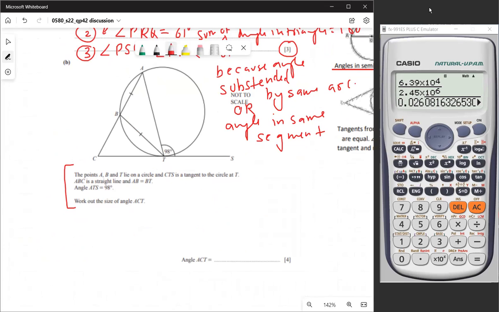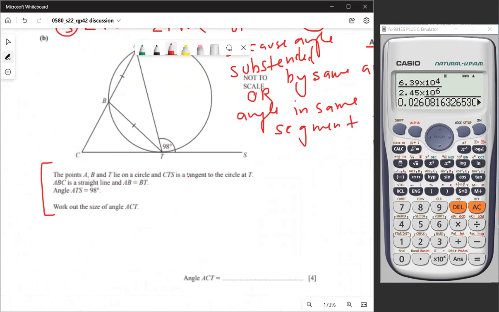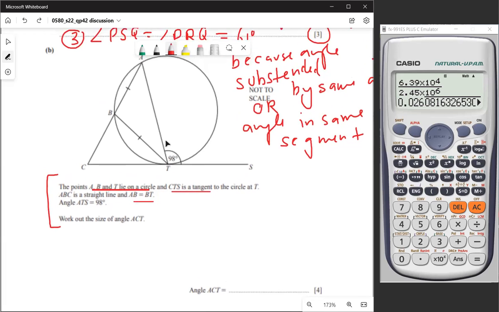Now read the next question. Points A and D lie on a circle and CTS is a tangent to the circle at T. ABC is a straight line and AB equals BT. Angle ATS equals 98 degrees. Work out the size of angle ACT. CTS is a tangent. AB is equal to BT. ABC is a straight line and this is the angle 98. Okay. Now let's look at the graph. You have to find ACT.